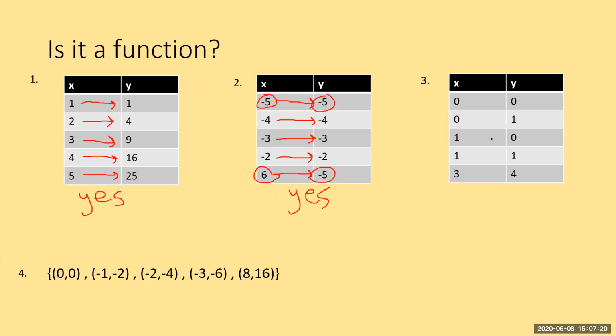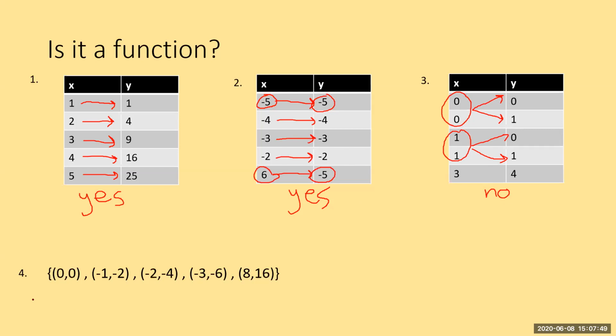All right, number 3. So number 3, we would say, no, this is not a function, because we see here that the input of 0 is going with 2 different outputs. And then same thing for the input of 1. It's going with 2 different outputs. So that means this is not a function.